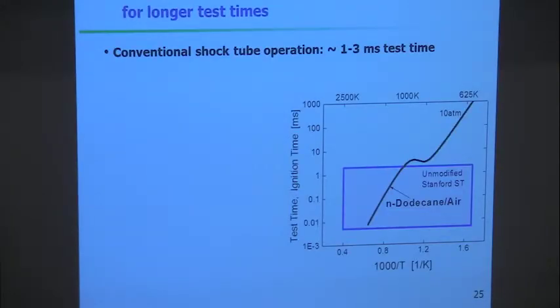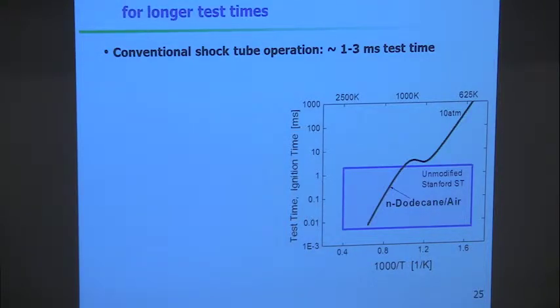So the first thing we'd like to do is extend the test time. Here's test time in milliseconds versus temperature. This is roughly the box in which we were working with our shock tubes. We get a few milliseconds over a wide temperature range. This is the curve we would calculate for n-dodecane, that's C12H26 in air at, I think, about 10 atmospheres. So it looks like, gee, we can't quite get to that NTC region.